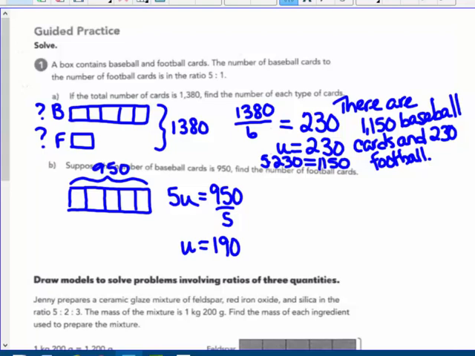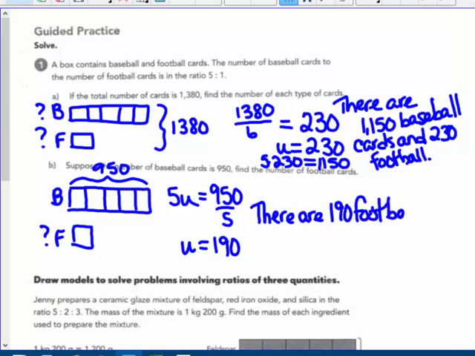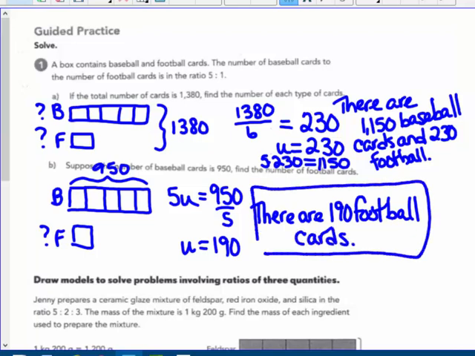Find the number of football cards. Oh, so we still have our football cards in here. It's just one of them. It's 190. So I'm answering in a full sentence, like I always do: sentence answer, box, label.